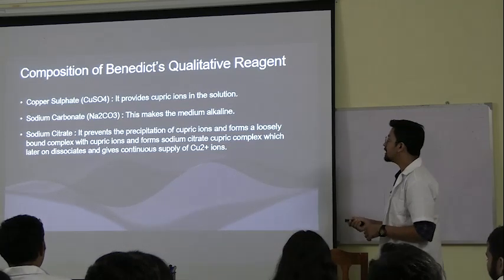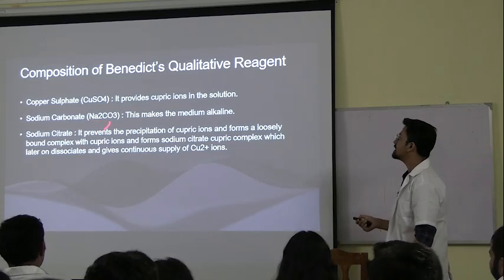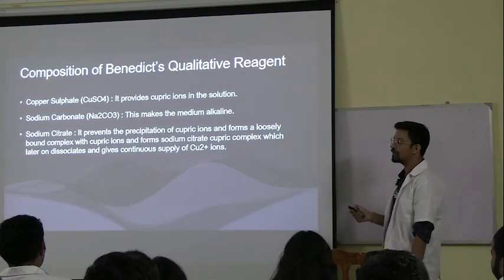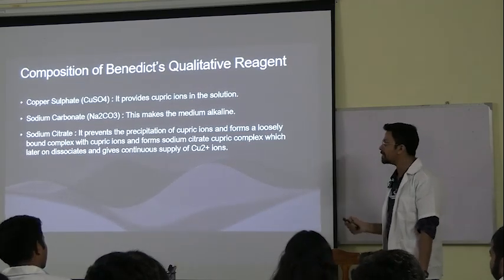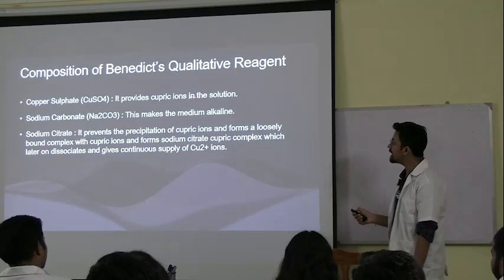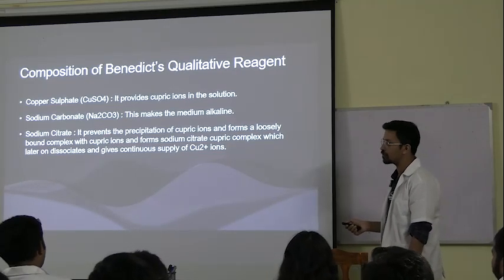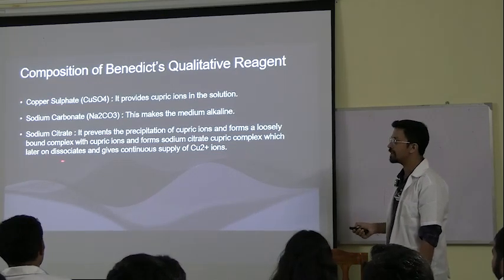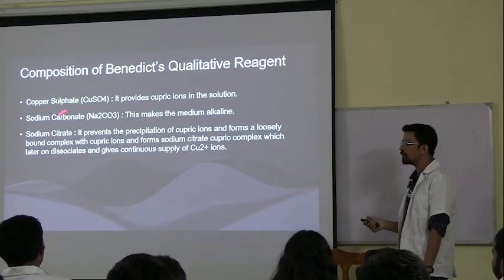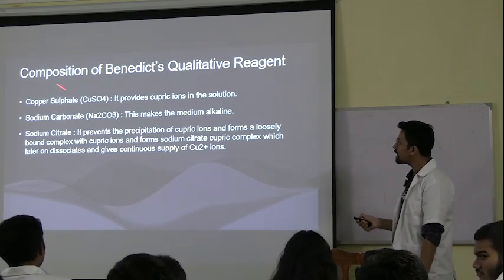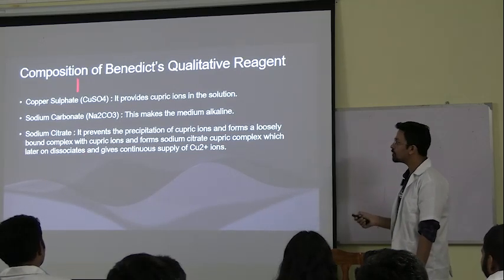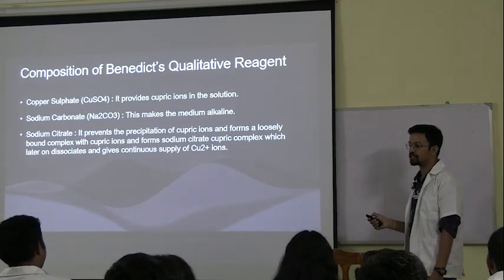Okay, now the third point is sodium carbonate. What does it do? It makes the medium alkaline. Now I told you the medium has to be basic, the medium has to be alkaline. So for that alkaline medium we are using the sodium carbonate. So these are the 3 constituents of the Benedict's reagent, which is very, very important. You all have to know the names and the functions. What is the name of the constituents and the function of the constituents. Fine.